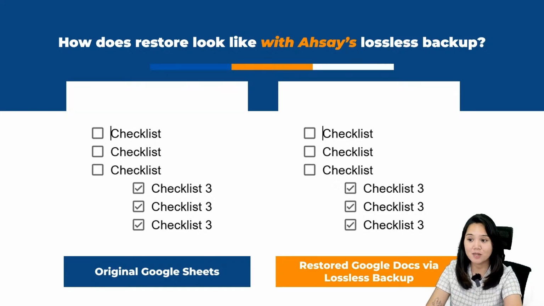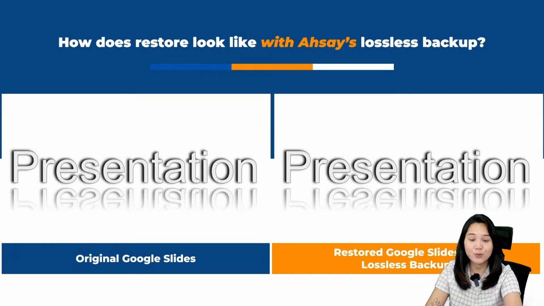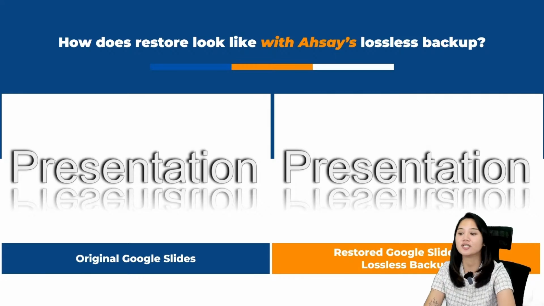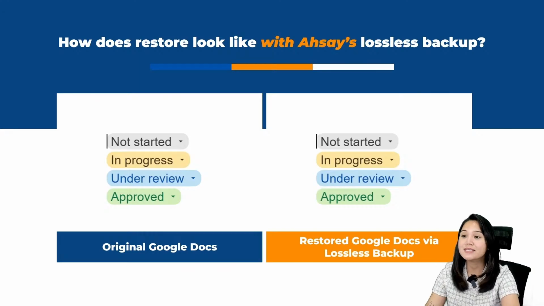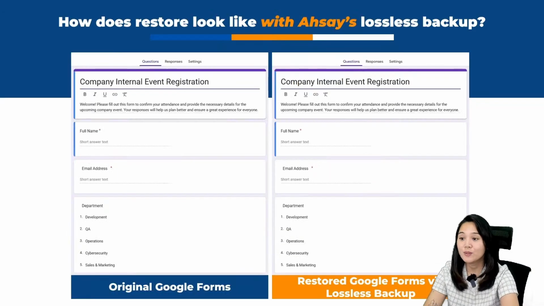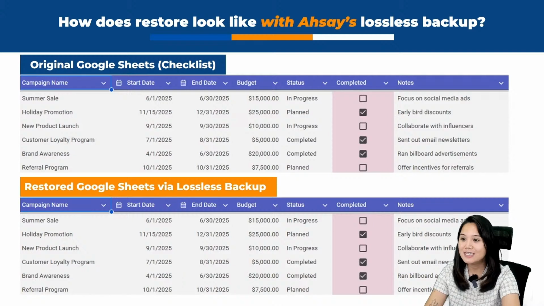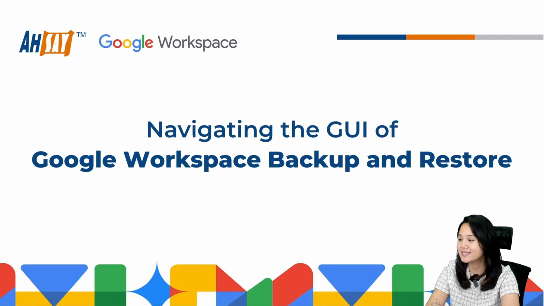No missing checkboxes. No broken word arts on presentations. No missing charts. Drop-down menu remains interactive. No static forms. And even no formatting changes in sheets. So your Google Workspace documents don't just come back, they actually are recovered fully functional, and your teams can continue working without any interruption. So next, let's take a look at the Google Workspace Backup and Restore interface.